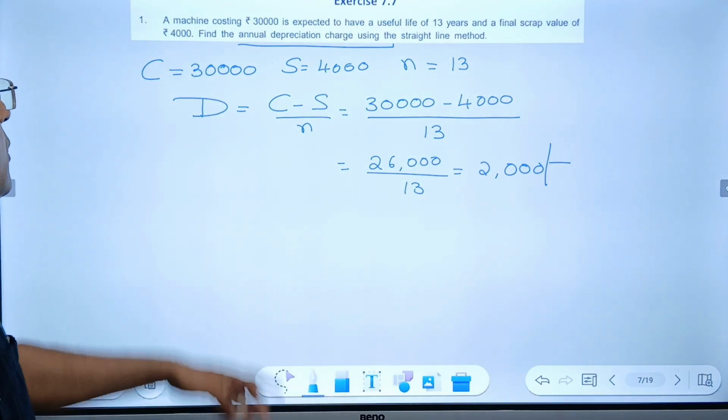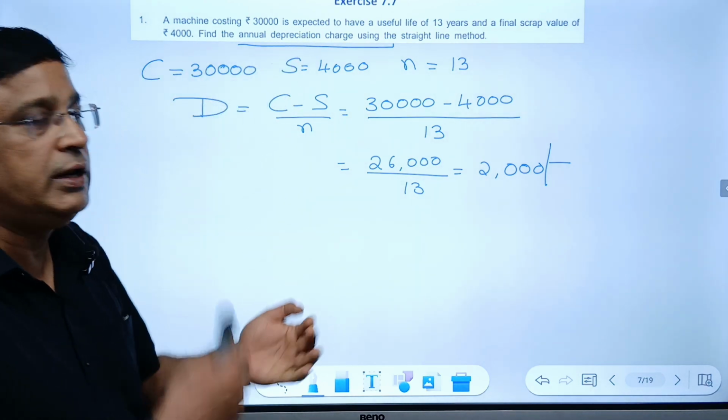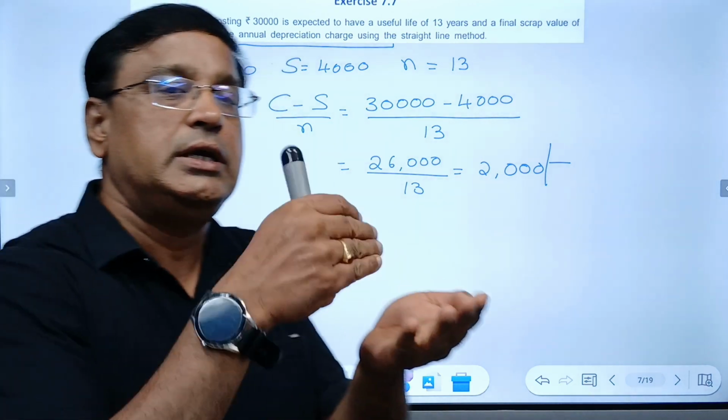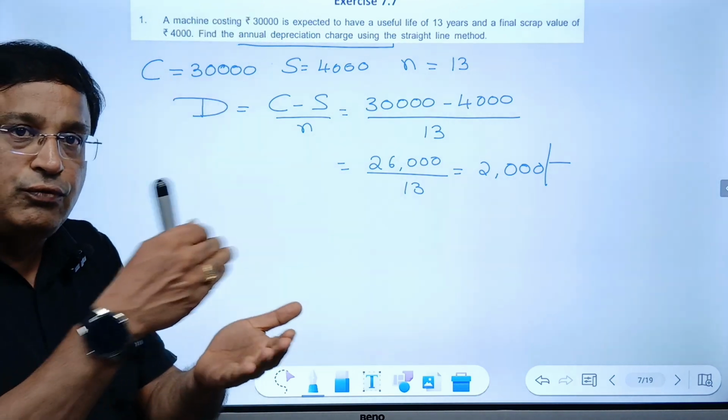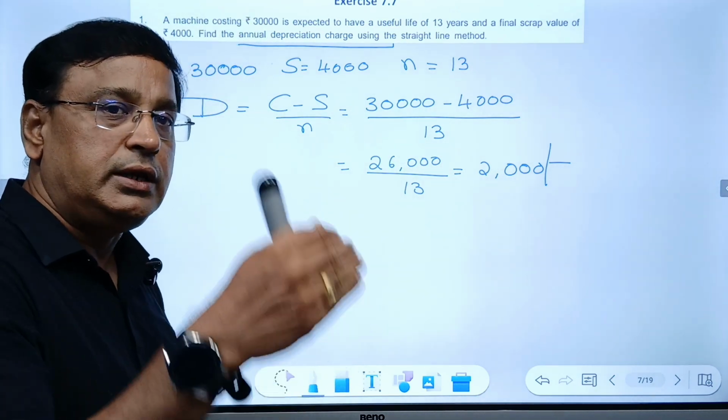So it has undergone a depreciation of 2,000. Every year it gets decreased by 2,000, for 13 years, and it is uniform. That is why it's called the straight line method.